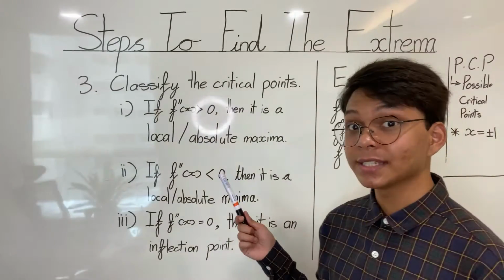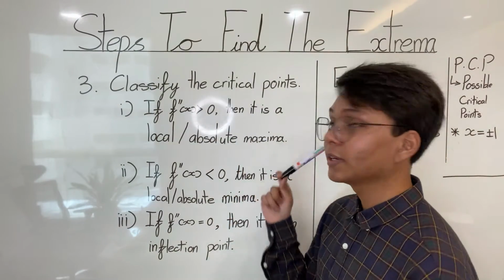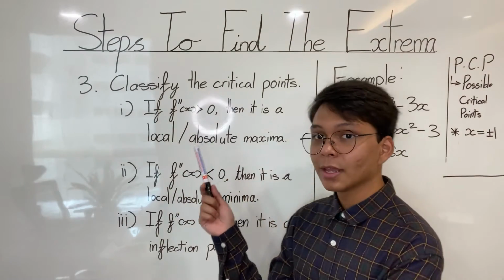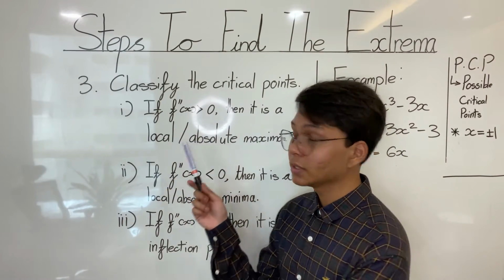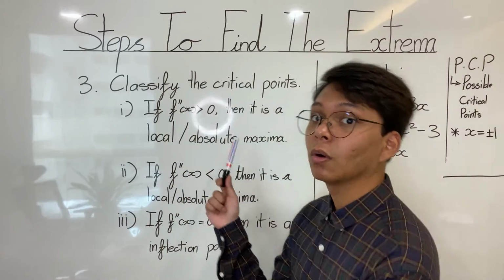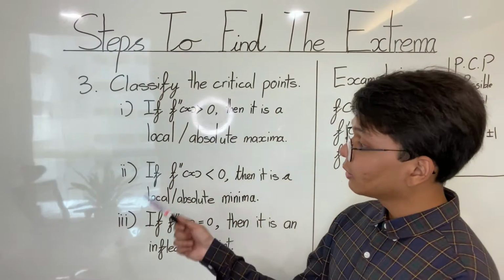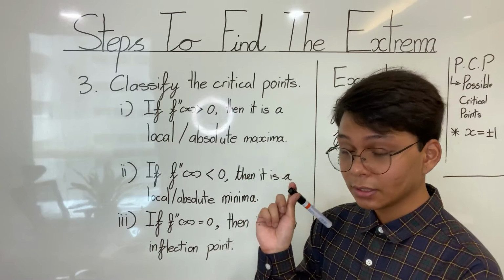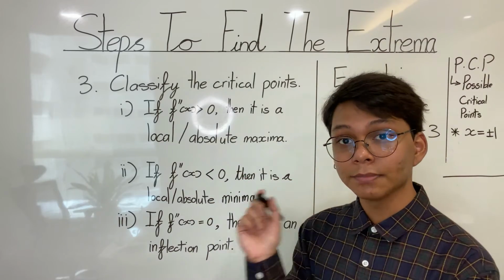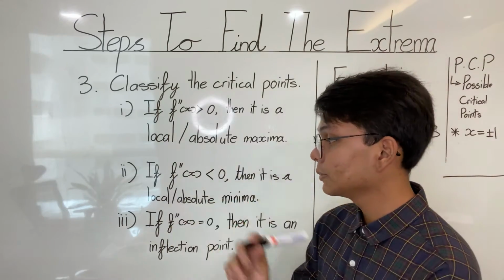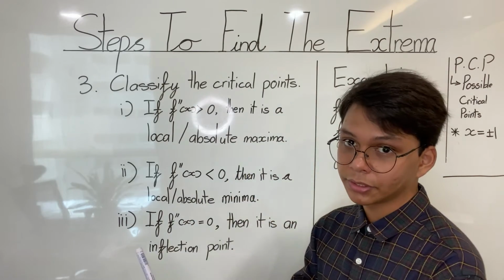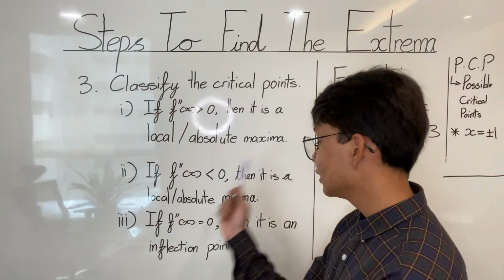So, the third step is to classify the type of critical point. You have 3 options. Option 1, if the second derivative is more than 0, then it is a local or absolute minimum. Option 2, if the second derivative is less than 0, then it is a local or absolute maximum. Now, the third option is if the second derivative is equivalent to 0, then it is an inflection point.